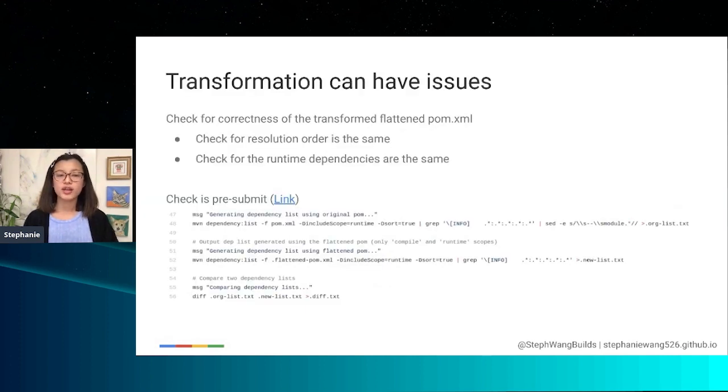But obviously, transformation of POM files can be risky. Ultimately, we are converting the original POM file to the flattened POM file. So to ensure that we're not introducing new dependencies or altering our POM files in any way that's unnecessary and incorrect, we developed a script to constantly check for the correctness of the transformed flattened POM.xml. The first thing we check for is the resolution order. We want to make sure that we are still sticking to the original resolution order when we're transforming the POM file. And secondly, we're checking for the POM file completeness, meaning all our runtime dependencies are the same. So here is a section of our script where we're comparing the dependency list of our POM files, ensuring that everything is correct in terms of the order and in terms of comprehensiveness.